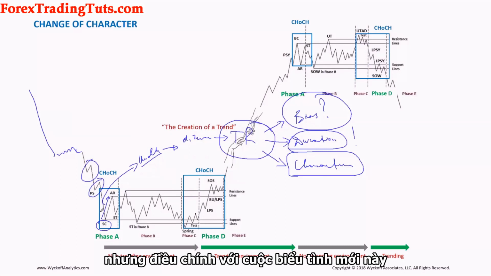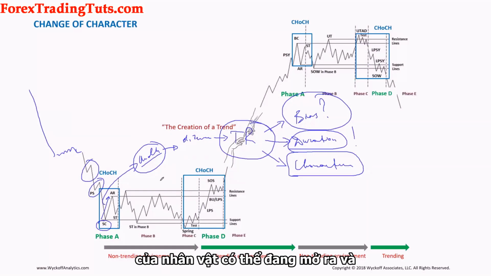But the main thing with this new rally, with the better rally, is that the change of character is possibly unfolding. And that would mean that from a downtrending environment, we are going to change into a non-trending environment where we have to define the bias, where we have to understand the duration and the timing with which the price is going to leave the trading range, and then the character of the trading range itself. The confirmation of this change of character is going to come on the next attempt to push the price lower.